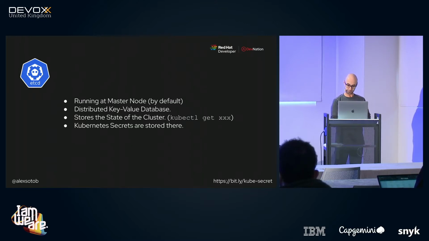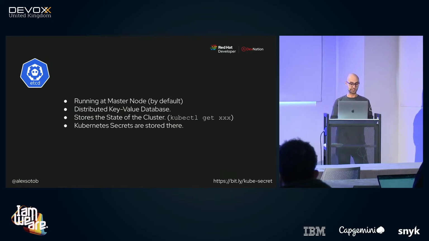etcd runs on the master node by default. So when we install Kubernetes, in the primary node or master node we've got an etcd. But nothing blocks you from installing etcd on another node or another machine. And this might be one good way to deal with etcd, because if you put etcd in the master nodes, what you get in that case is that if your master node is compromised, your etcd server is also compromised.